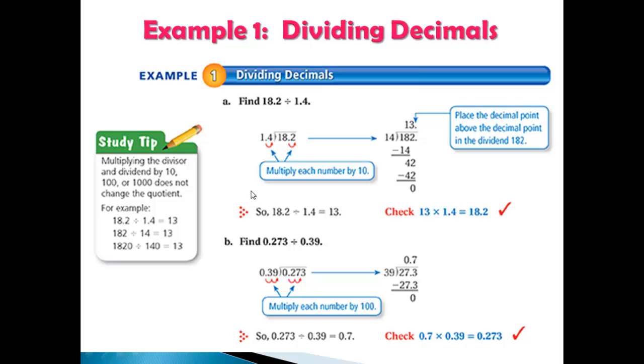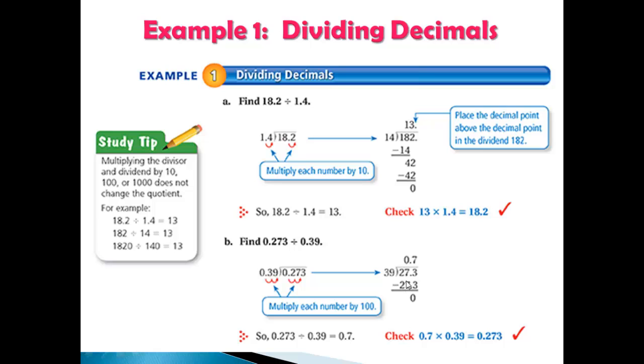For B, we're going to find 273 thousandths divided by 39 hundredths. We're going to need to multiply by 100 this time because we need to move our decimal 2 places over to make 39 hundredths a whole number. So we also are going to need to multiply 273 thousandths by 100. So move our decimal 2 places over, and that makes that 27 3/10. So our new problem is 27 3/10 divided by 39.